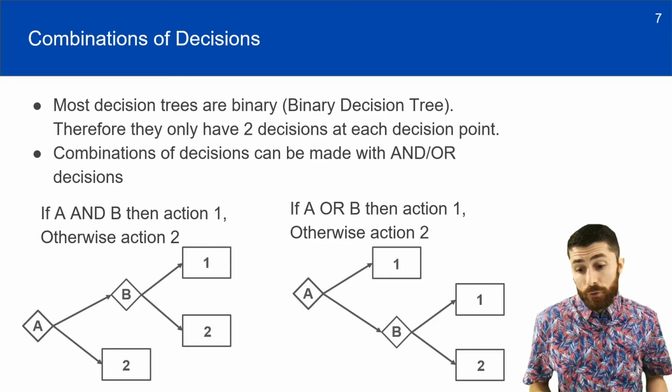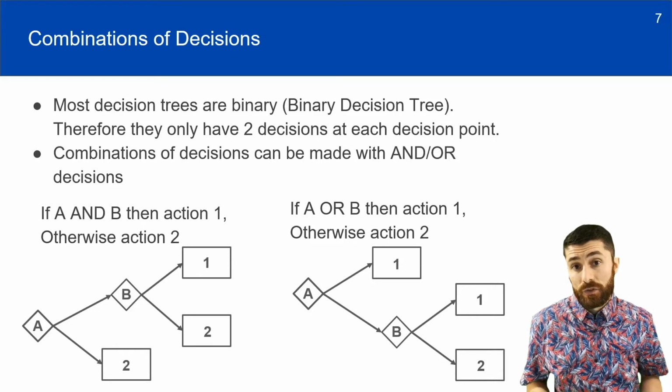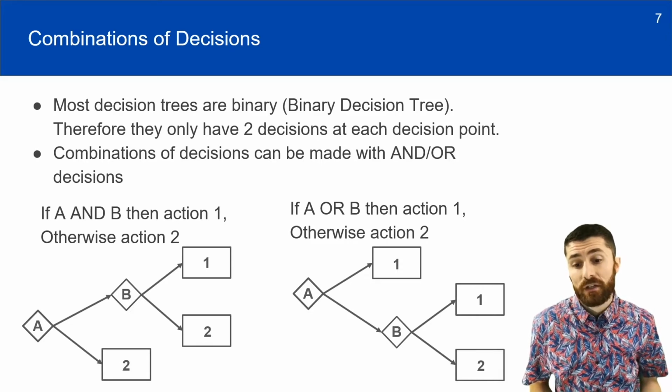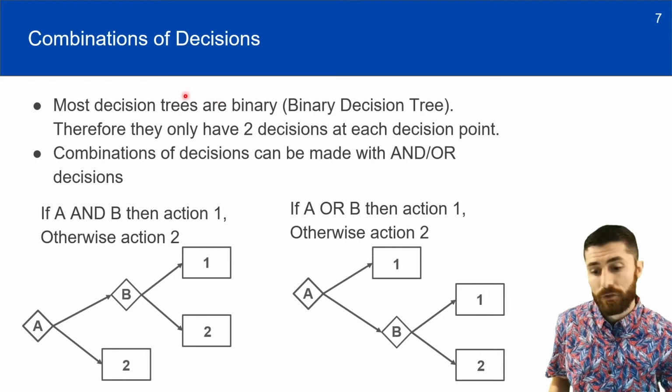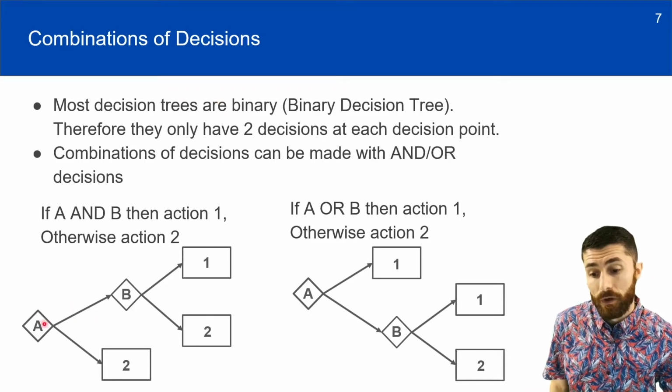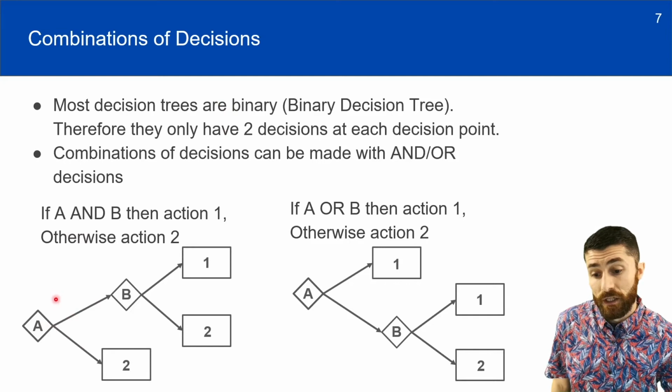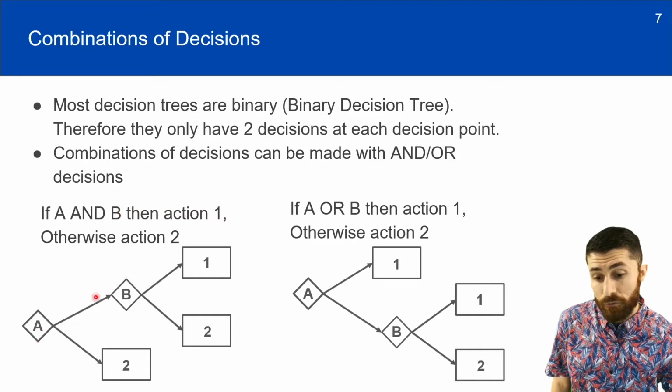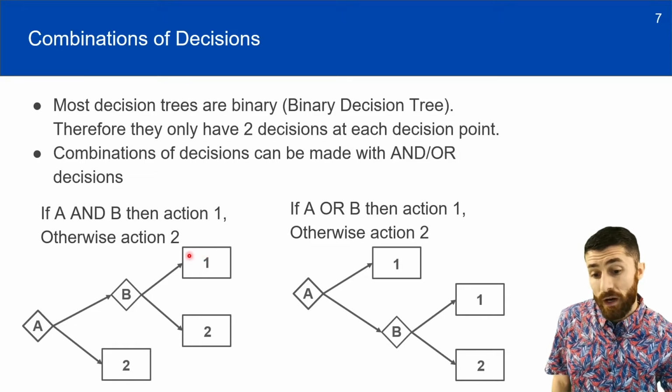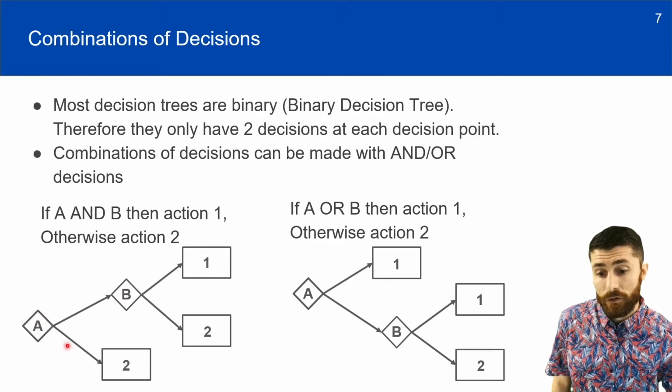A decision tree can use the logical AND operator in order to get to its actions. So in the first part of this decision tree right here, if A and B, then action 1. Therefore A has to be true, B has to be true in order to get to action 1. Otherwise, any other result would give us action 2.